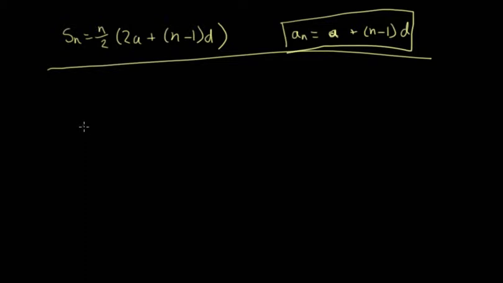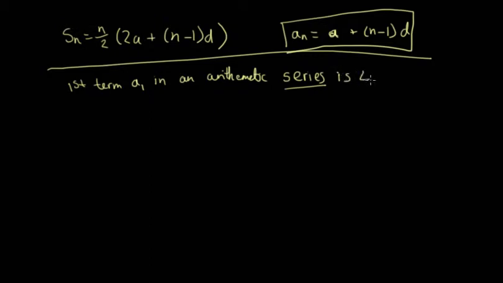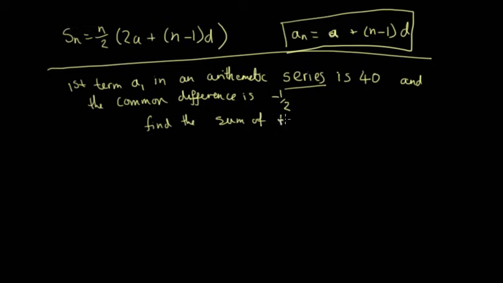Now, the first term, we can call it a1, in an arithmetic series is 40, and the common difference is a half. Find the sum of the first 21 terms.